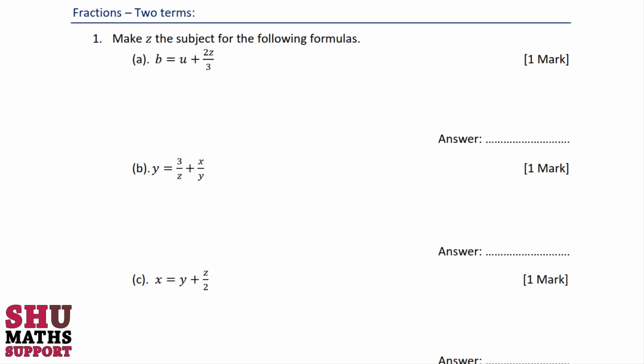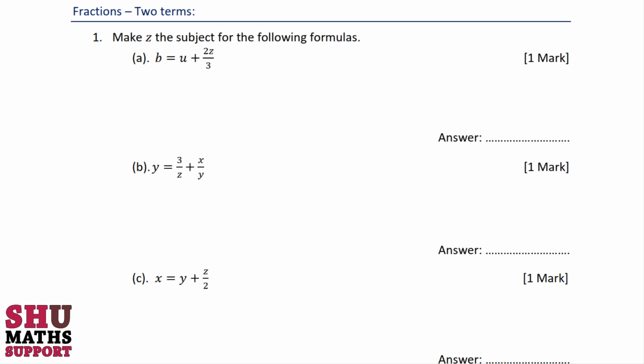So now we're going to move on to fraction examples where there's 2 terms involved. So the first question asks us to make z the subject for the following formulas. And the first one we have is b is equal to u plus 2z over 3. So if I just write that underneath, we've got b is equal to u plus 2z over 3. So everything's exactly what we've just been doing. We're just using the same 3 rules.